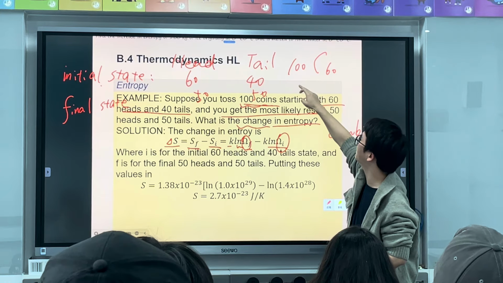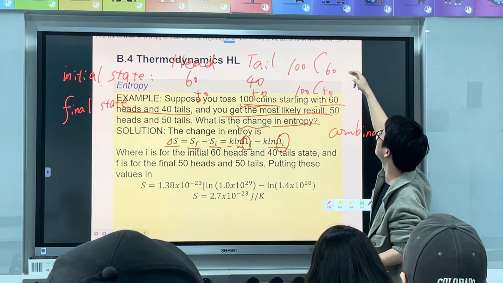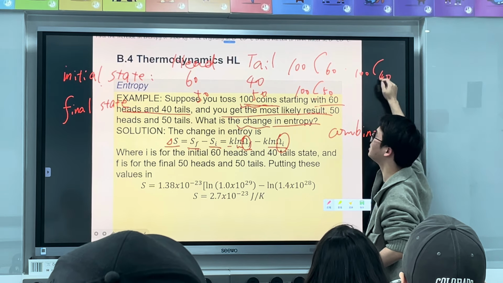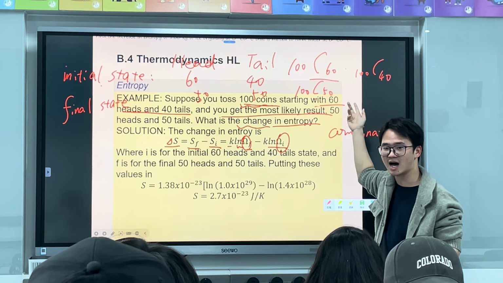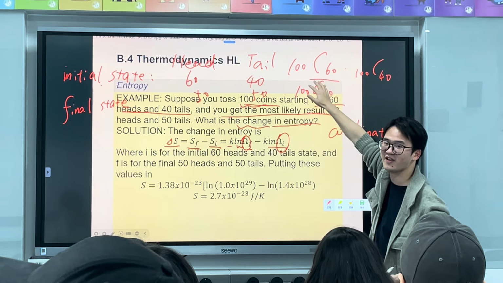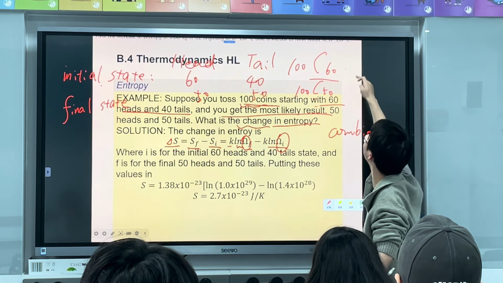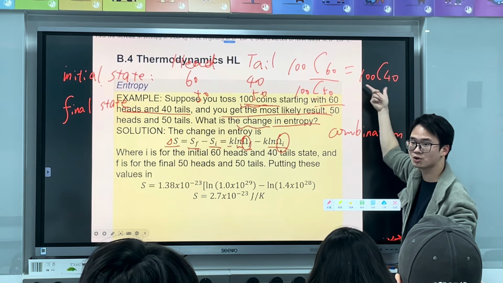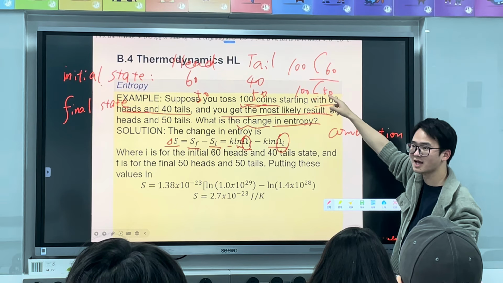Then the final state here is going to be 100C50. Do you need to do another times 100C40 here? No need, because if 60 are up, then the rest of them must be down, right? So once this is fixed, the other 40 is automatically determined, because this is essentially the same. Those two are essentially the same, right? So that's the number of possible states.